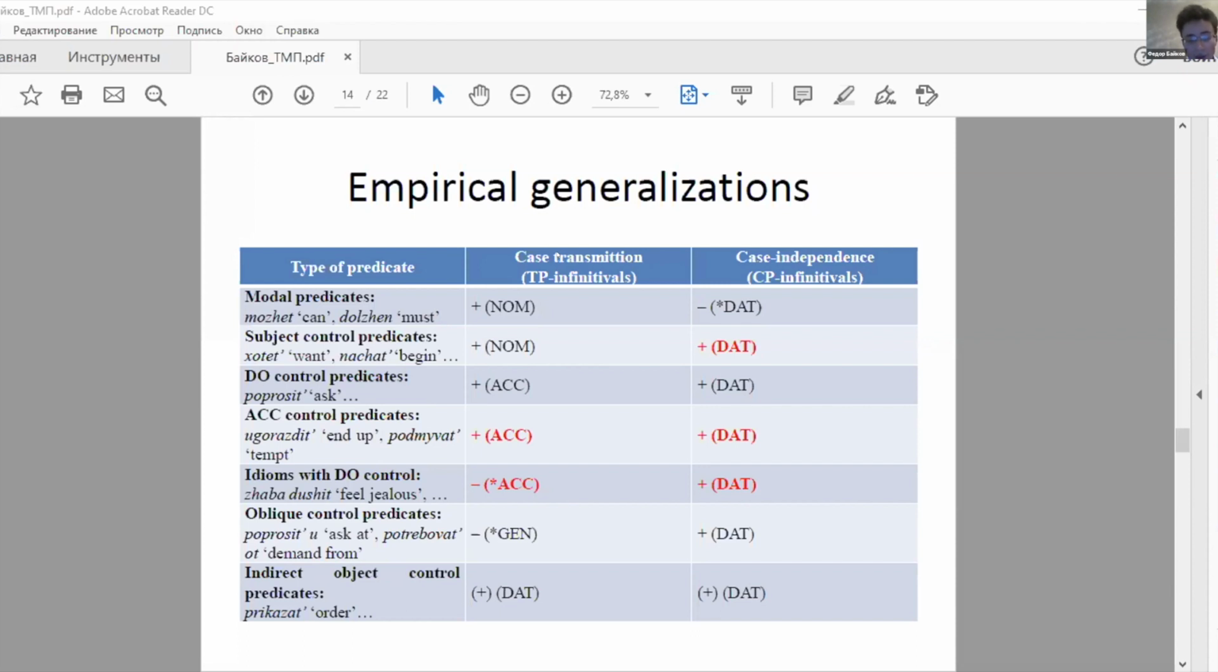And as is already established in existing sources, under oblique control predicates, such as попросить, ask somebody to do something, or потребовать от, demand from somebody to do something, we can have only dative floating quantifiers. And under indirect object control predicates, we can have only dative floating quantifiers, but we cannot tease apart two options, namely the option of case transmission and the option of case independence here.